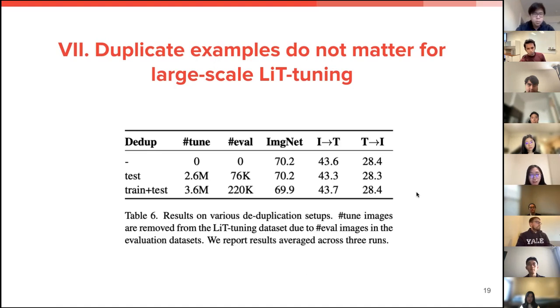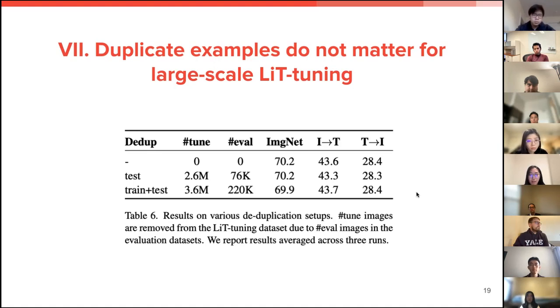A quick answer to this question is that it doesn't matter if we are tuning at large scale. To explain in detail, the authors designed three sets of experiments. The first setup is that they do not perform any deduplication. The second one is that they remove the duplication in the LiT tuning data with respect to the downstream test set. And the last one is that they remove with respect to both the train set and test set. It's obvious that there's actually not a huge effect from removing the duplicates at all.